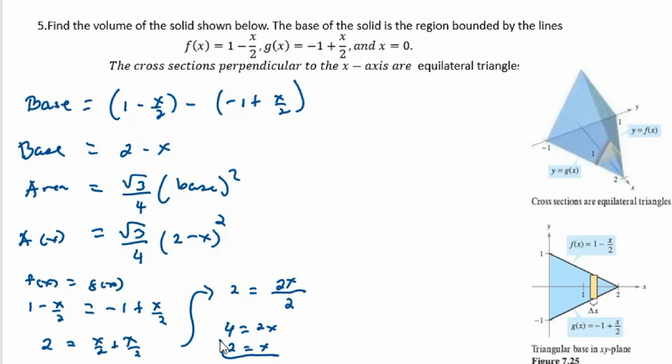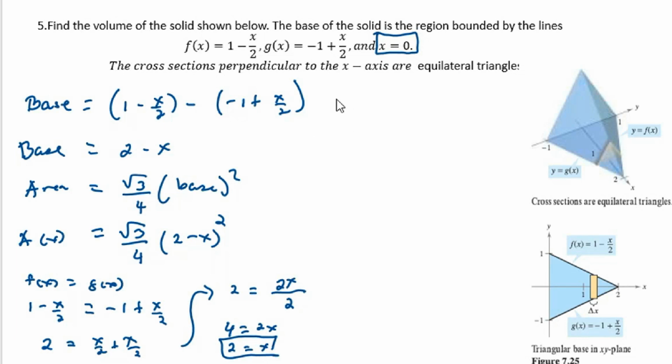So we have x equals 2, and the other one is given from x equal to 0. Therefore the value of a is 0 and the value of b is 2. In other words, the lower limit is 0 and the upper limit is 2.